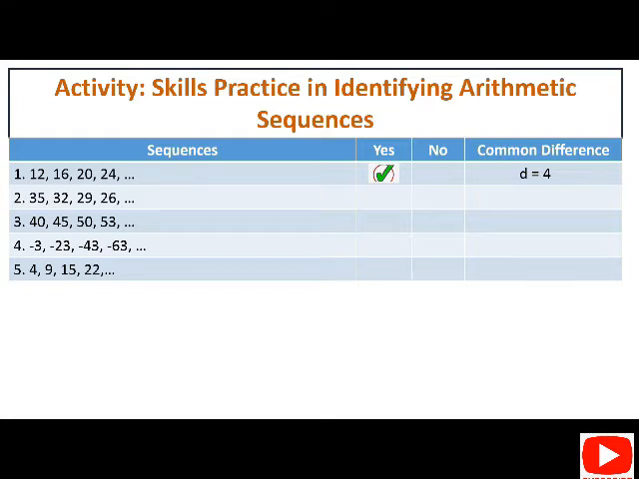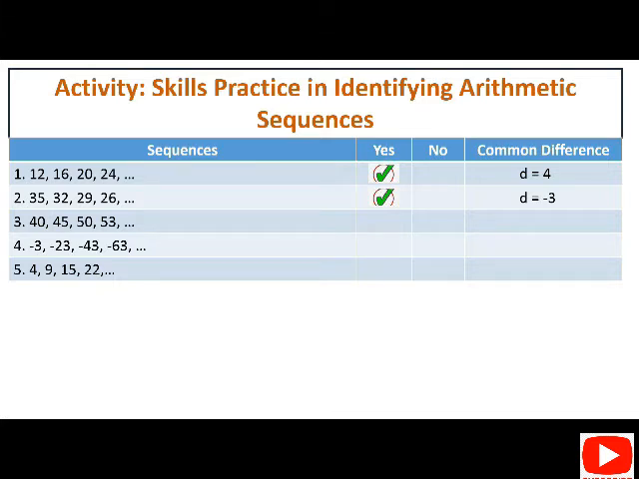Now let's proceed to number 2. 35, 32, 29, 26. Now let's check if this is arithmetic. Yes, this is arithmetic. What is the common difference? The common difference is negative 3. Since the arithmetic sequence is decreasing, that is why the common difference is negative. Or simply apply the formula on getting the common difference: 32 minus 35, that's negative 3. 29 minus 32, that's negative 3. 26 minus 29, that's negative 3. So far so good.